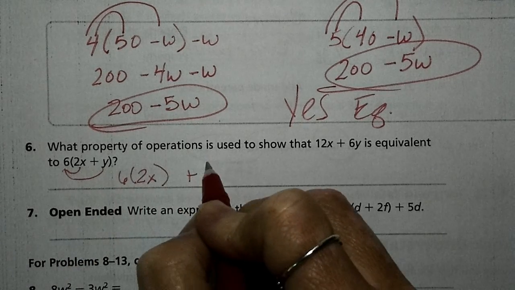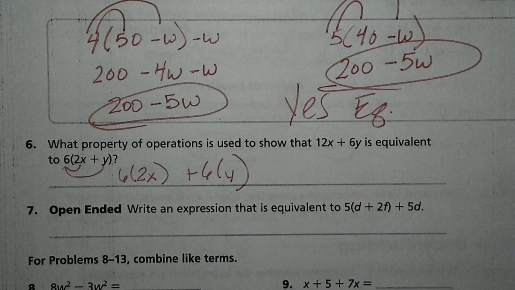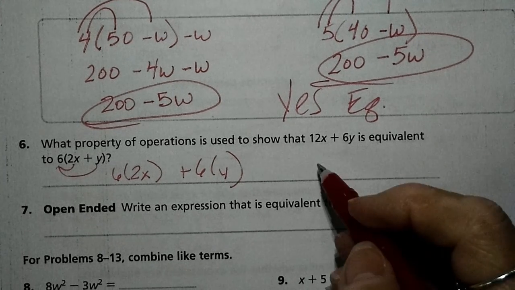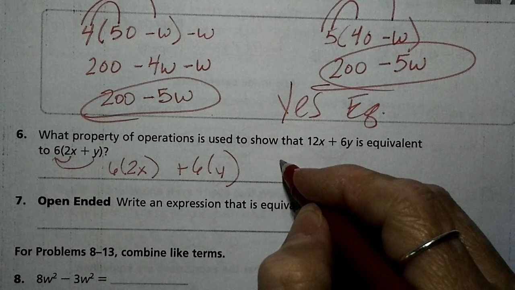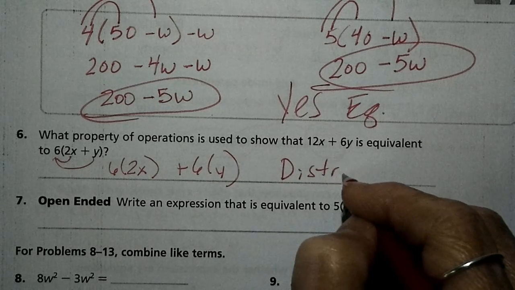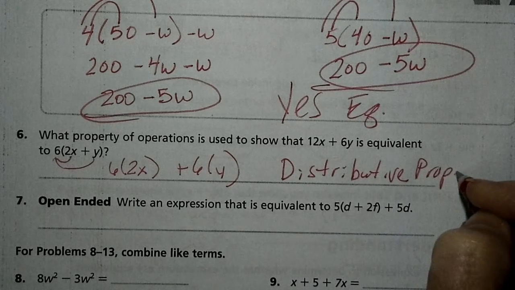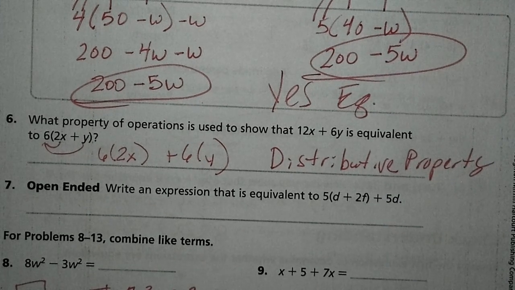What am I doing? You have to multiply the inside of the parentheses. Right, so what is that property called? Starts with a D. Distributive? Yeah. All it's asking you for is the property. Oh.